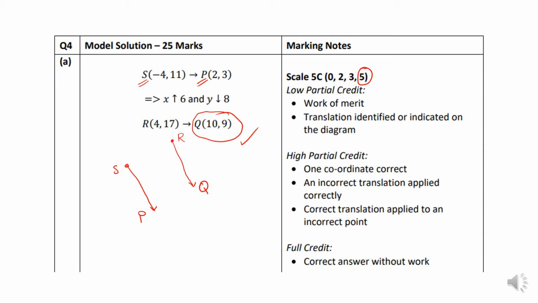Low partial credit is 2 out of 5 if you did some work of merit, if you identified the translation on the diagram. So don't be afraid to draw onto your diagram. You'll get 2 out of 5. A high partial credit was 3 out of 5 in this case if you got one coordinate correct, the x or the y. Or if you got your translation wrong but you applied it correctly, you get 3 out of 5. Or if you applied your translation to an incorrect point.